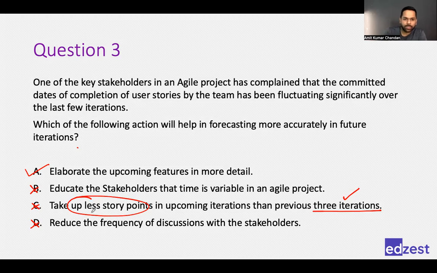But why would you take up fewer story points? That is the question. Because there is already a delta deviation in the previous user stories which have been completed, due to which the commitment dates have not been met, right?